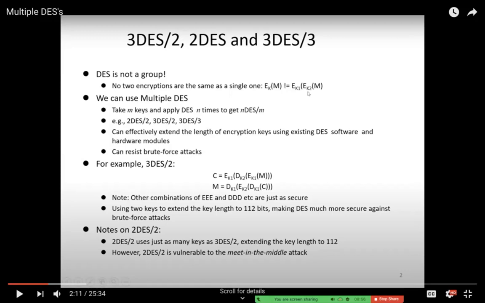So let's say you apply DES twice. So this E indicates a DES encryption. So you do it twice. Then it is not the same as if you do it once. Okay, so this is not the same.